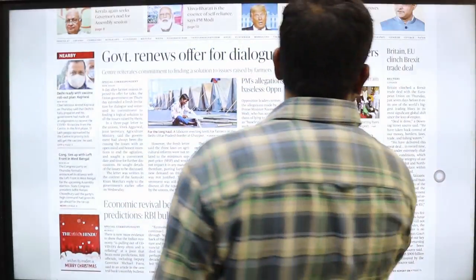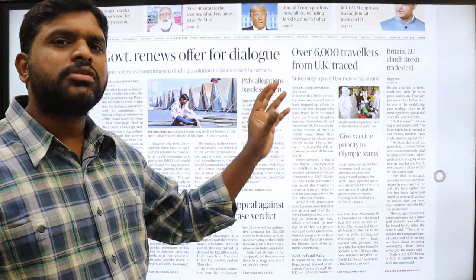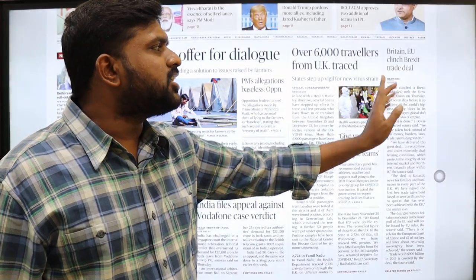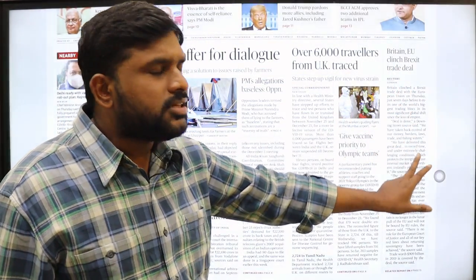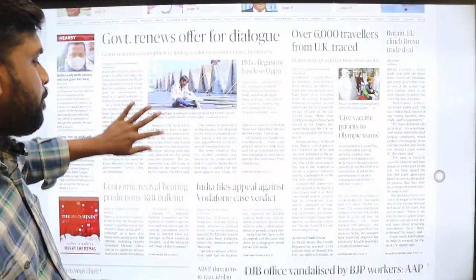Then here, over 6,000 travelers from UK traced. Not required. You already know a new strain came. Not required. Britain, EU clinch Brexit trade deal. Yes, what is this trade deal? So this much only information. Read this article. What is this trade deal? Brexit trade deal. Go up.